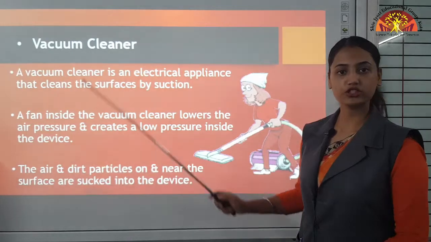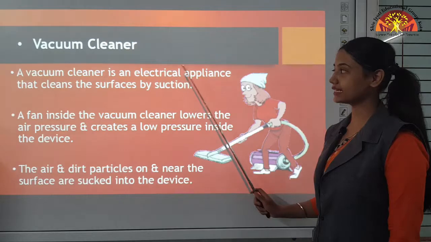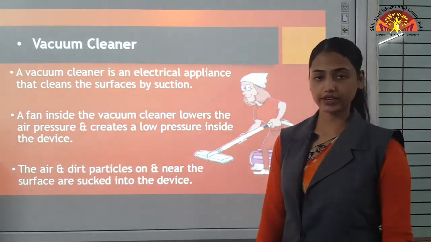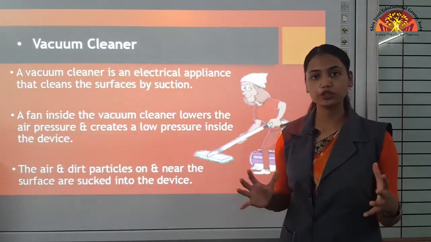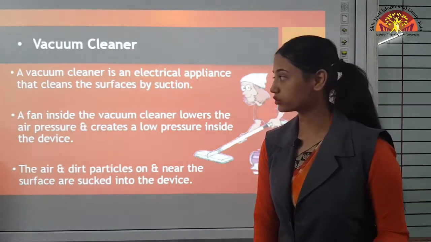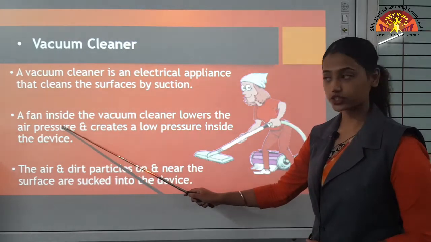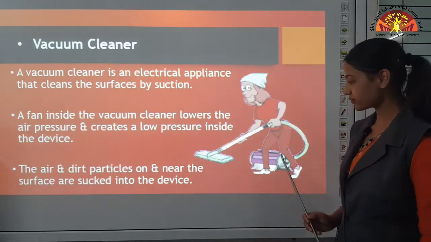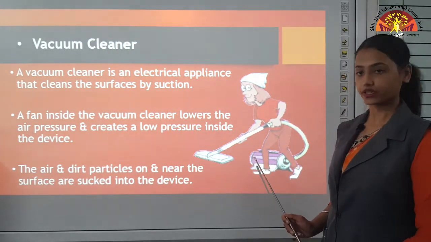Then the very common, which you have seen, the working of vacuum cleaner. Vacuum cleaner is an electrical appliance that cleans the surfaces by suction. If you have used vacuum cleaner, then you might know the working principle of vacuum cleaner. It creates a vacuum. It sucks the dust particles and all the dirt around you. A fan inside the vacuum cleaner lowers the air pressure and creates a low pressure inside the device. Here it is a vacuum cleaner. Inside this device, it is creating a low pressure.